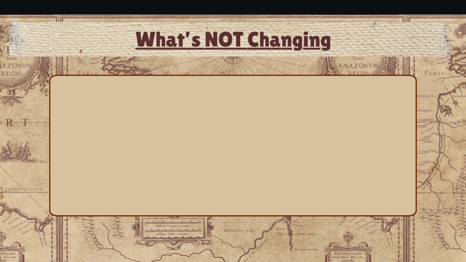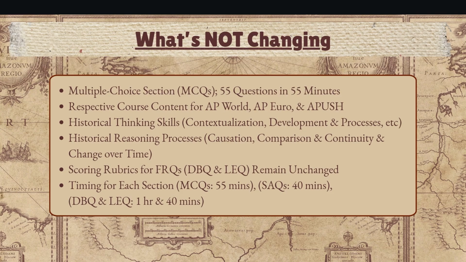Okay. While we're discussing all these changes, I just want to go over what's not changing for these courses. So the MCQs are still staying the same. It's still going to be 55 questions in 55 minutes. There's no new course information or content for any of the courses. So basically, they're not putting in any extra info. And if you don't know what historical thinking skills and reasoning processes are, your teacher will tell you more about that during the school year, but I'm not going to go too in detail about that right now.